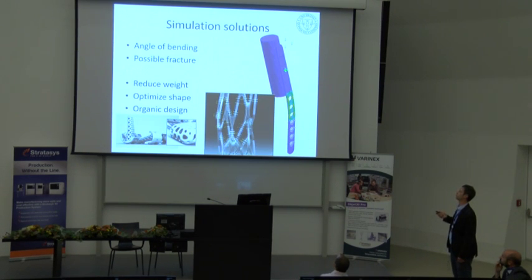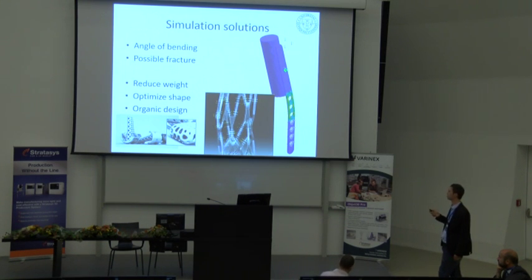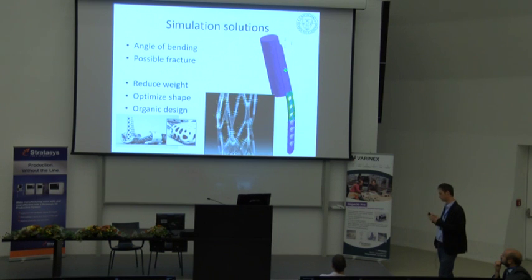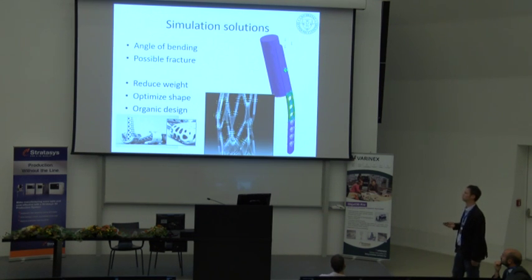So we can give the angle of bending or the possible fracture with simulations, and thanks to the simulation we can reduce weight, optimize shape, and which is very new, we can use maybe some kind of organic designs like here, very difficult forms to get the same mechanical properties, and it is maybe better for the bones not to lie on the neighboring surfaces of it, but to distribute the load also on the bone.